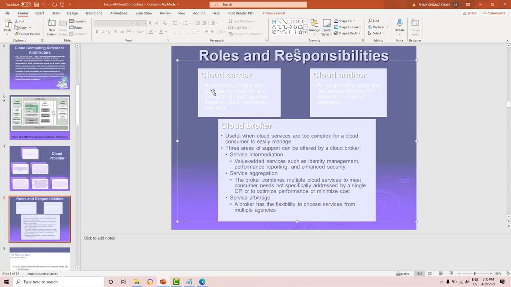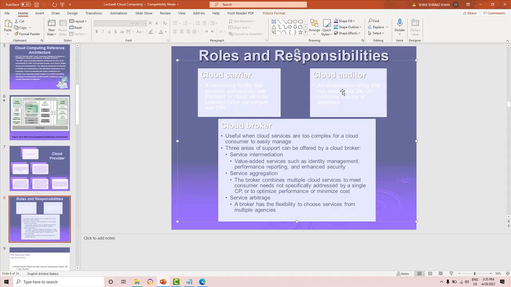So cloud carrier, you see the word carrier. It is the infrastructure which facilitates the transfer of data: a networking facility that provides connectivity and transport of cloud services between the consumer and the provider. So the networking infrastructure is called the cloud carrier.